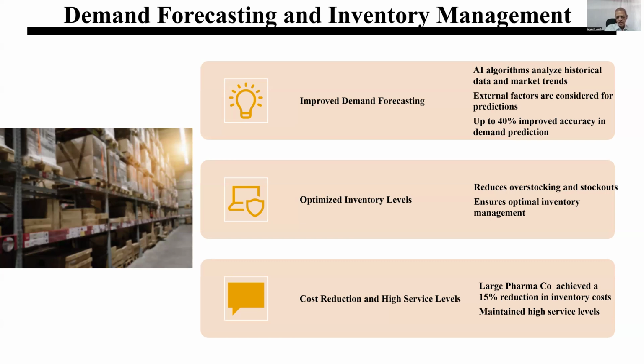You may also see examples from the internet. A large pharma company which has implemented this artificial intelligence driven demand forecasting and inventory system has reduced the inventory levels by almost 15%. So you can imagine how much cash is now available for better purposes. And this also maintains high service levels to the customers and the patients.